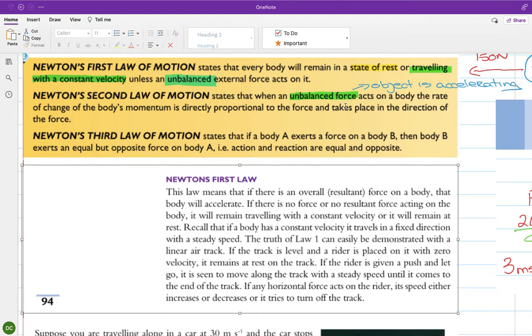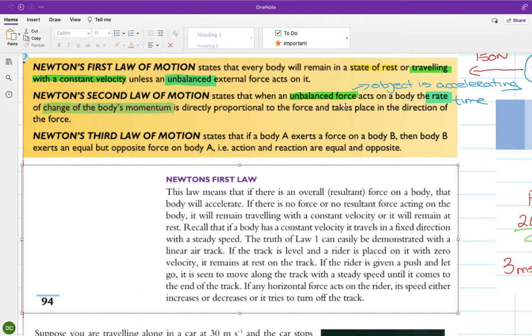So when an unbalanced force acts on a body, the rate of change of the body's momentum, so the momentum is changing, and when it says rate of, that just refers to time. So what that means is that at 1 second the momentum will have a value, but then 2 seconds later it will have a different value. It's changing with time. They're saying that is directly proportional.